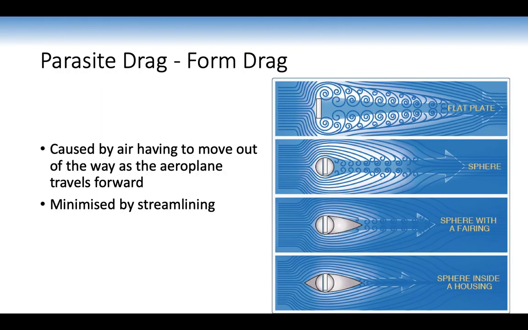So form drag is caused by air having to move out of the way as the aeroplane travels forward, and is minimized by streamlining. Pretty much the easier you can make it for the air to move out of the way, the more streamlined it is. So we've got a flat plate here, one of the most unaerodynamic things, but when you have a sphere, it becomes a lot more aerodynamic. A sphere with a fairing at the back allows the air to smoothly join, and then finally a sphere inside a housing is most aerodynamic. It's one of the most aerodynamic objects. It's an over 90% reduction in drag from that same flat plate, now that it's inside a housing. And it kind of also looks like our image of our aerofoil.